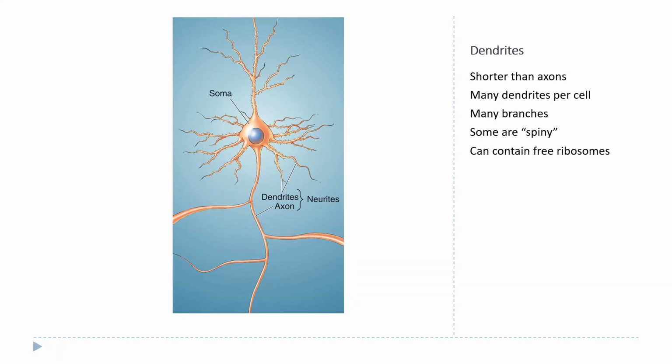And unlike axons, dendrites can contain free ribosomes. So inside the shaft, you can see ribosomes. The proteins that a dendrite needs can be synthesized on site. You still can have active transport moving stuff along the dendrite, but some proteins are synthesized right inside the dendrite where they're used.